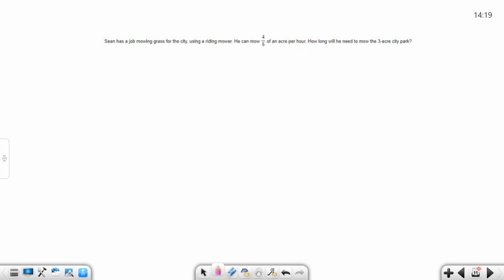Sean has a job mowing grass for the city, and he can mow 4/5 of an acre per hour. He has 3 acres to mow. So if he has 3 acres to mow and he can mow 4/5 of an acre per hour, we can figure out how many hours by using this little arithmetic problem. So remember, we keep, change, and flip. So this would be 15/4.